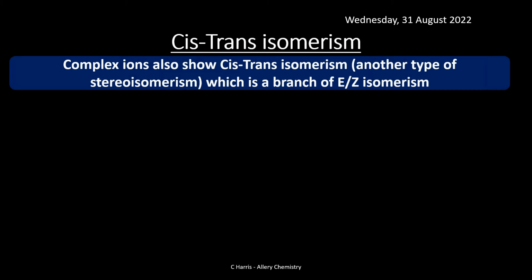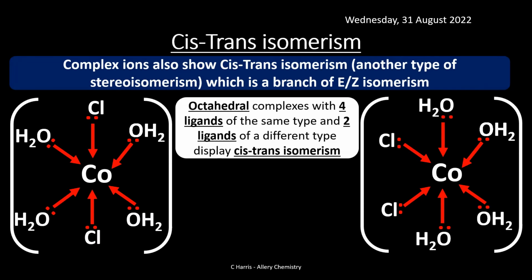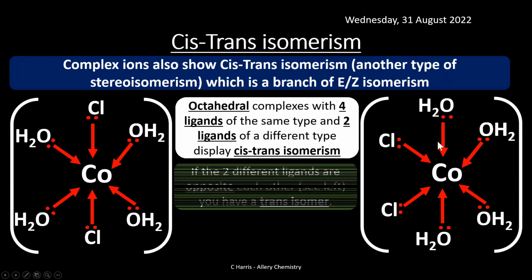Okay, and complex ions also show cis-trans isomerism, which is another type of stereoisomerism. This is a branch of EZ. Octahedral complexes with four ligands of the same type and two ligands of a different type display cis-trans isomerism. You can see here that we've got two chlorines in the polar regions, top and bottom, with your four water molecules in the square planar arrangement. Whereas with this one, the two chlorines are within the square planar arrangement, and then your two water ligands are in the axial positions at the top.